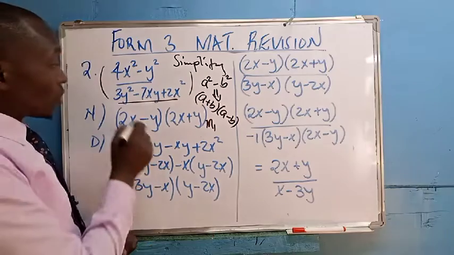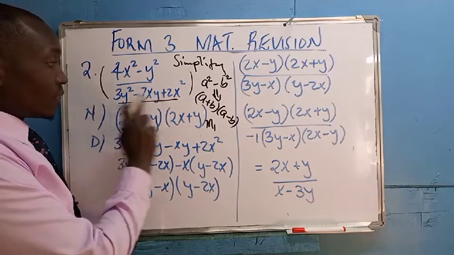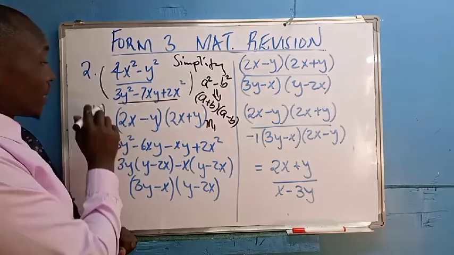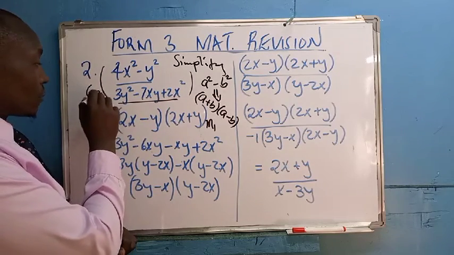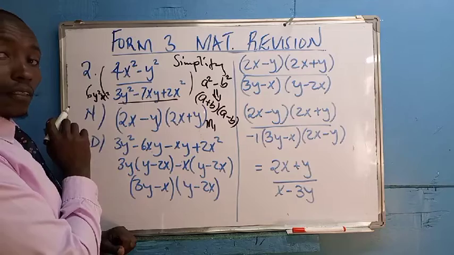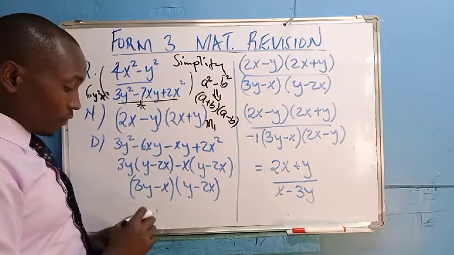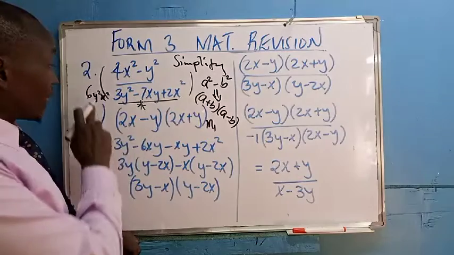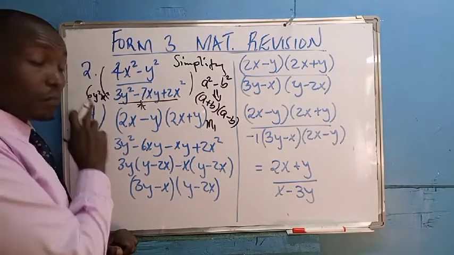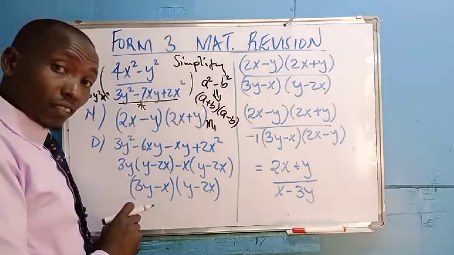So what I need to do, I take 3 multiplied by 2, so that is 6. So that is 6y squared x squared. And of course the second term here is negative 7. So I'm looking for 2 numbers such that their product is 6 and their sum is negative 7.